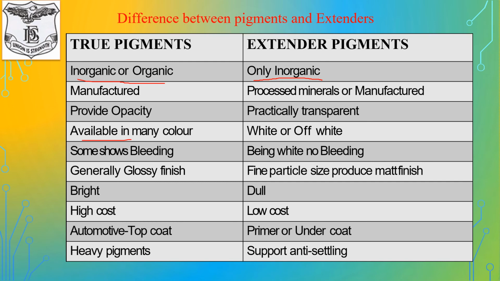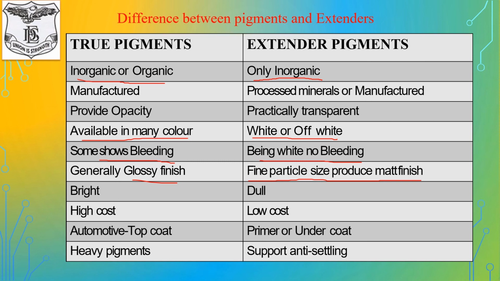True pigments are available in many colors. Extender pigments are available only in white color. True pigments show some bleeding because they are available in color form. Extender pigment does not have bleeding tendency because they are only white in nature. Generally true pigments are used in glossy finishes. Extenders are used in matte finishes or primer coats or intermediate coats. True pigments are generally used for the top coats.